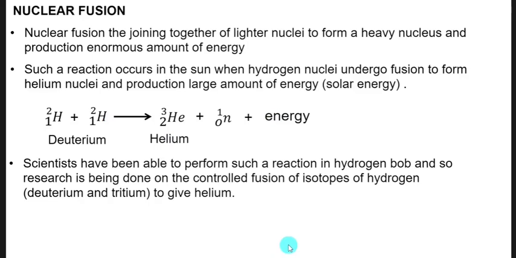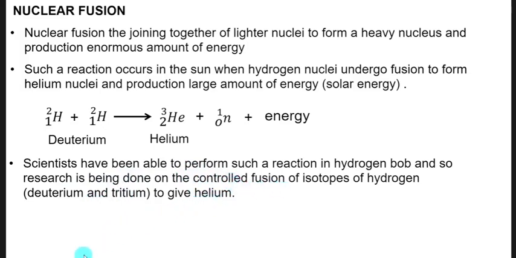So these hydrogen bombs that have been created are a result of joining the isotopes of hydrogen known as deuterium and tritium, and when they react, they form helium but produce a lot of energy. So such a reaction now is done in a controlled amount.